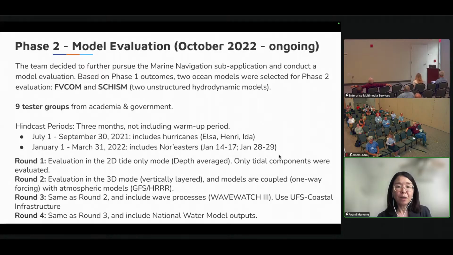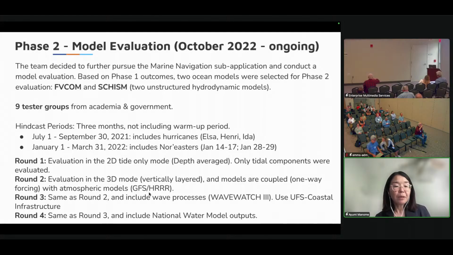Round 1 was fairly simple, evaluation in 2D tide-only mode. 2D means depth averaged, and then only the tidal component was evaluated. And then in round 2, we expanded it to 3D mode, and then models were forced by atmospheric model output. And then round 3 was the same as round 2, but we included wave processes based on WAVEWATCH III, and we also started using the UFS Coastal infrastructure.